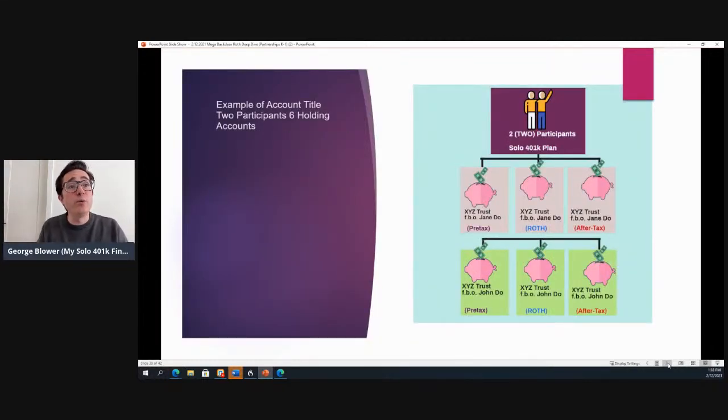This next slide builds off of that, where now we have two participants. So we touched on this on the prior slides, but this just illustrates it. So now you can see that we've got 6 accounts. One set of accounts for Jane, a second set of accounts for John: pre-tax, Roth, and after-tax.